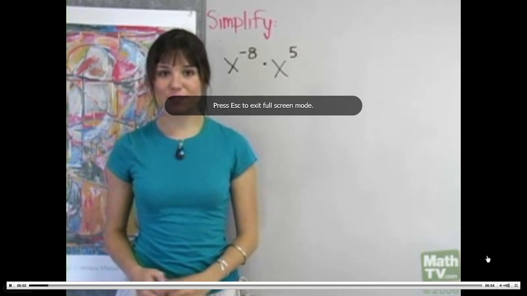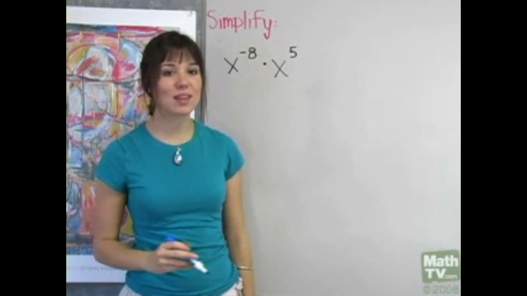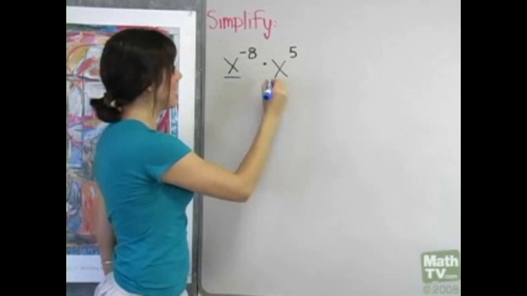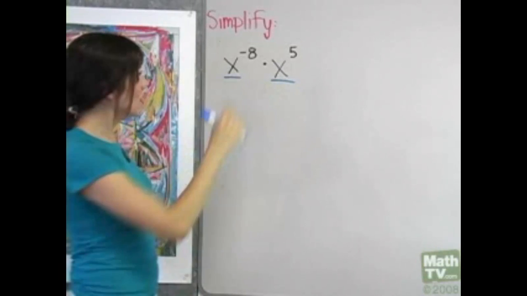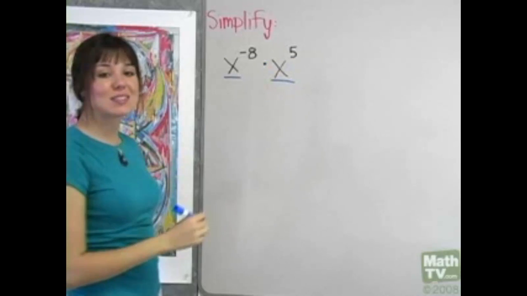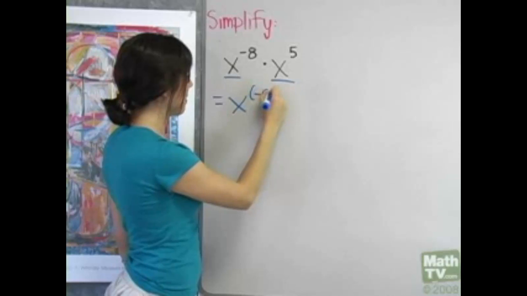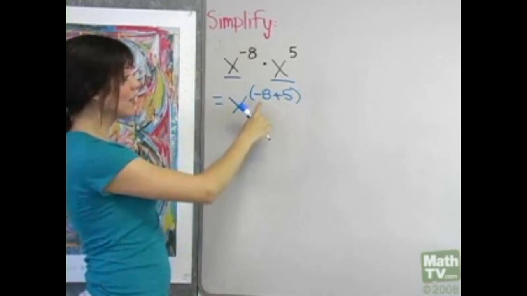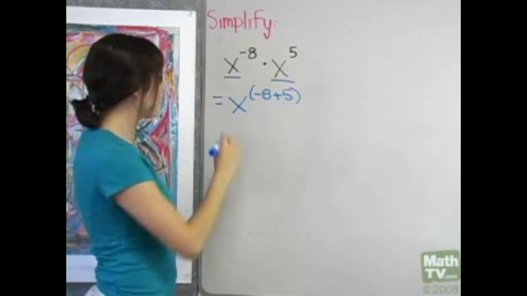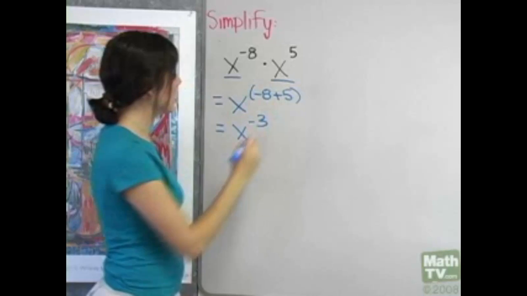We want to simplify x to the negative 8 times x to the 5th. So notice that we have the same base. Our base is x, and we're multiplying, so we want to add the exponents. So this is equal to x to the negative 8 plus 5. Negative 8 plus 5 is negative 3. So this is equal to x to the negative 3.